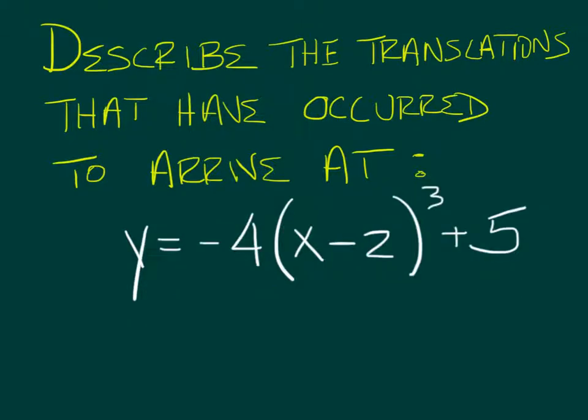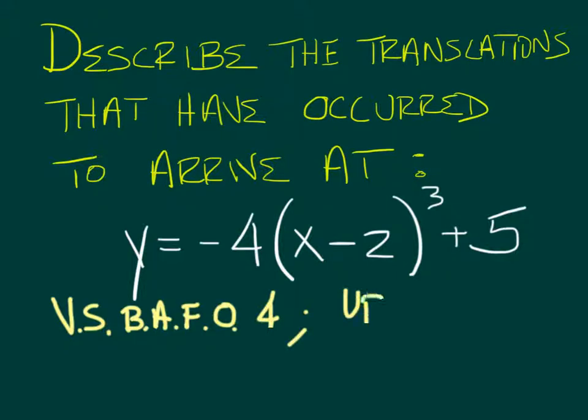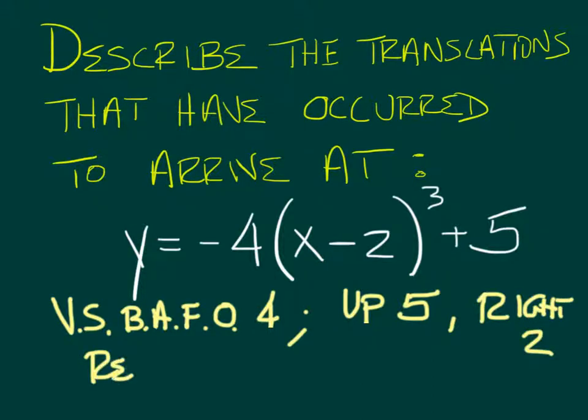What has happened to the parent function to arrive at this? Vertical stretch by a factor of 4, up 5, right 2, and reflected across the x-axis. That is right.